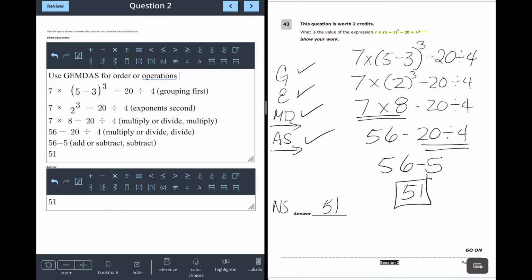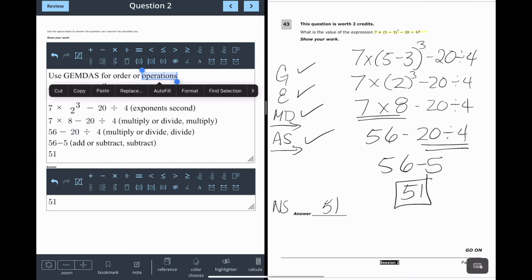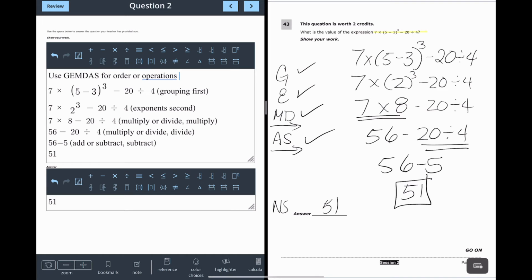Because I will say there are some teachers out there who are like, that's not order of operations. That's just a way of remembering order of operations. They're not wrong. GEMDAS is just a way of remembering the order of operations. But it's so nitpicky, and I get it. So I don't want anyone to lose points on something nitpicky. So I'm writing down, use GEMDAS for order of operations, or to remember the correct order of operations. Or if you're using PEMDAS, use PEMDAS for the correct order of operations.